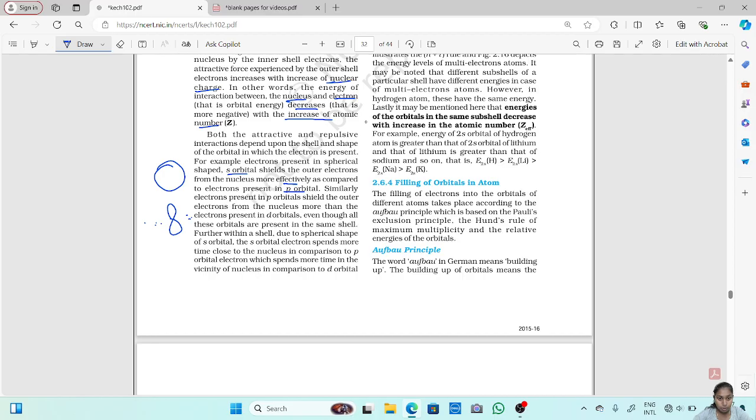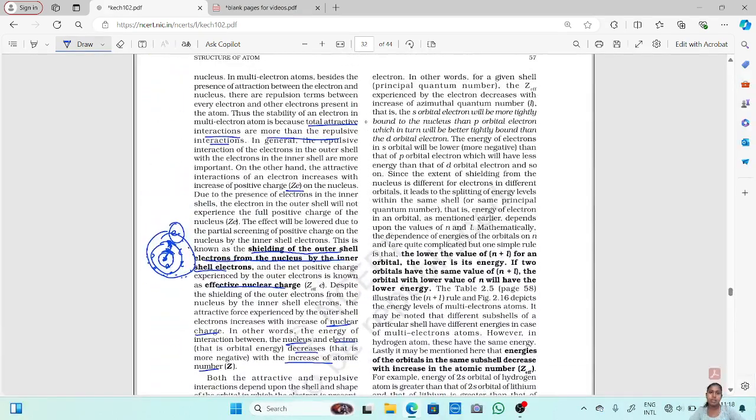Similarly, electrons present in p orbitals shield the outer electrons from the nucleus more than the electrons present in d orbitals. Now, s orbital can shield more than p orbitals, but p orbitals can shield more than the d orbitals, even though all these orbitals are present in the same shell. Further, within a shell, due to the spherical shape of the s orbital, the s orbital electron spends more time close to the nucleus in comparison to the p orbital electron, which spends more time in the vicinity of the nucleus in comparison to the d orbital electron.